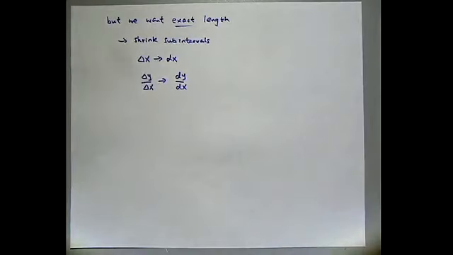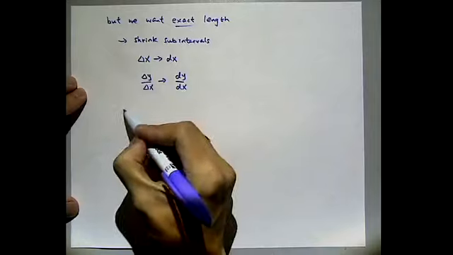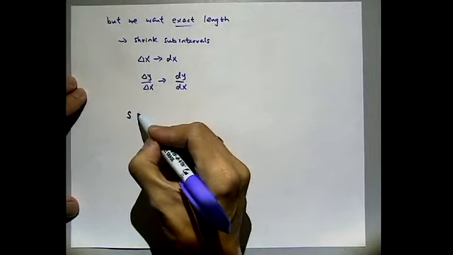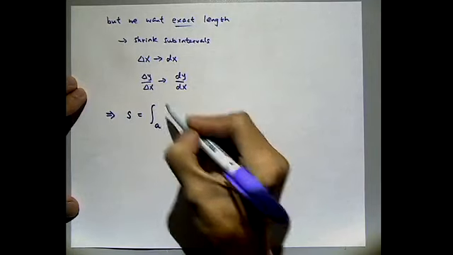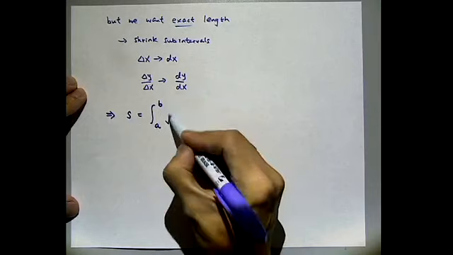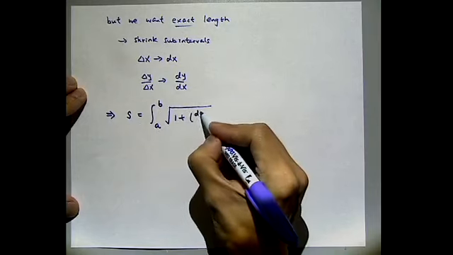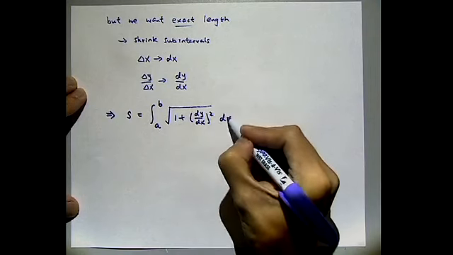And how do we sum up all of these after we shrink? We integrate, right? So at the end, what we end up doing, I'll call the arc length lowercase s, became an integration from a to b, and we integrate the square root of 1 plus (dy/dx) squared times dx.